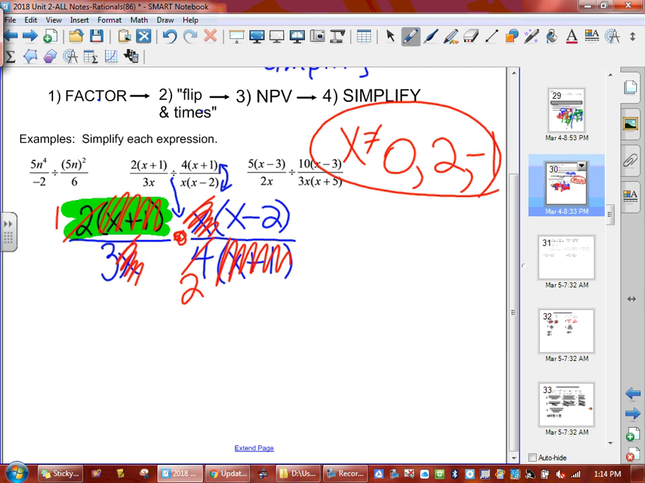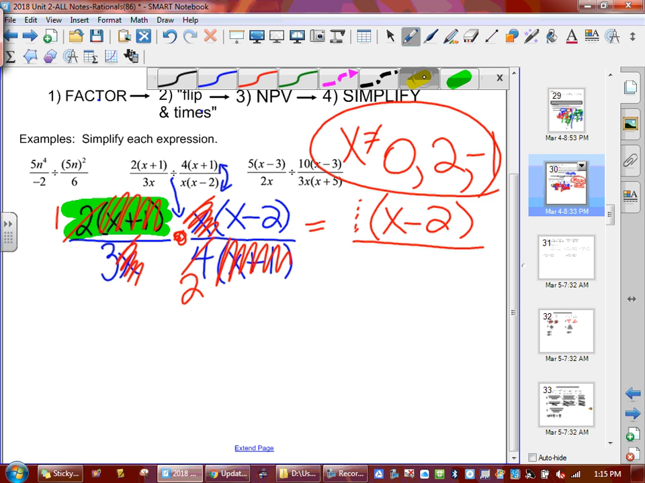So on the top left, I just have a hidden 1. Top right, I have x minus 2. So I have a hidden 1 in front of x minus 2. What do I have left on the bottom? Right, 3 and 2. I've got a 3 here and a 2 here. So I have to multiply them. So I'm going to have a 6 on the bottom.